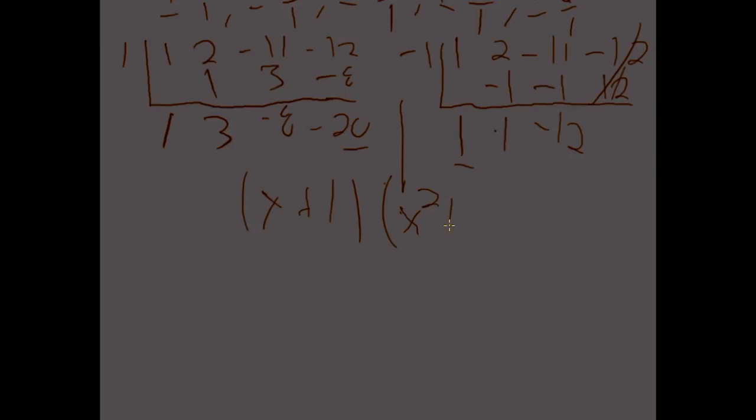x squared plus x minus 12, right? And then we have that x squared, and if you think you can factor this out on your own, why don't you try factoring that out?